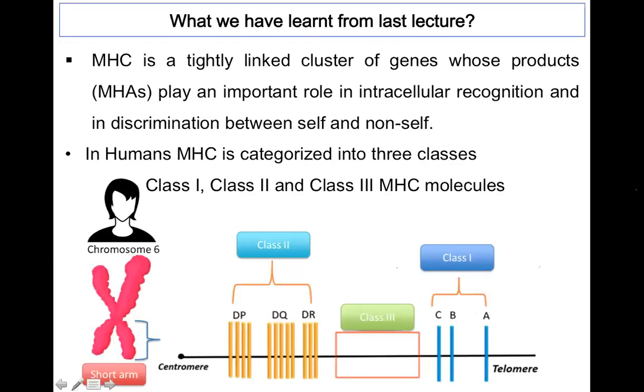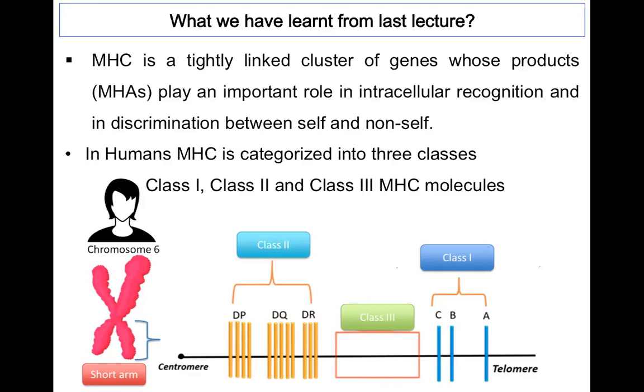Before starting our next lectures, we want to overview our previous lectures. So what we have learned in our last lectures. In the last lectures, we have tried to develop an understanding of MHC. MHC encoded proteins known as MHCs are expressed on the surface of cells. In humans, there are three classes, and MHC is a tightly linked cluster of genes whose products play an important role in intracellular recognition and in discrimination between self and non-self.